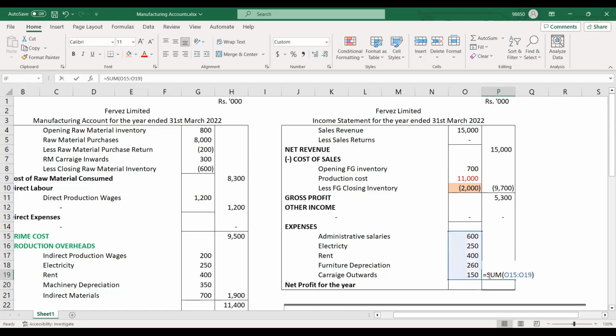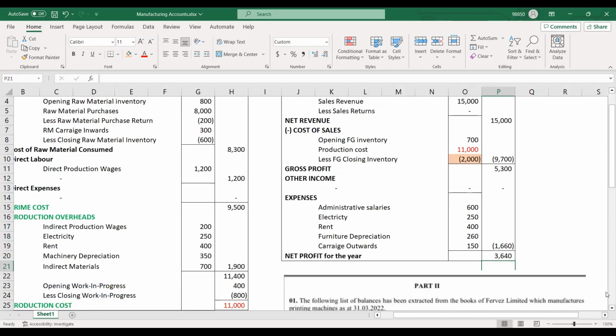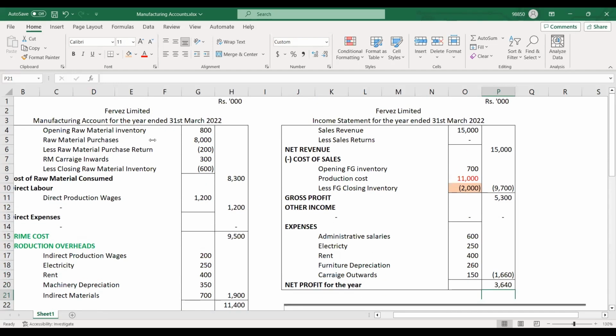1,660, right? So Shafika, that is correct. Again, remember you are going to minus expenses, right? So can someone tell me net profit for the year? Right. So for Shafika, that is correct, right? You get 3,650 and Fatima also, yes. 3,640. That is your profit for the year. Actually, it's not 3,640. It is 3,640,000.